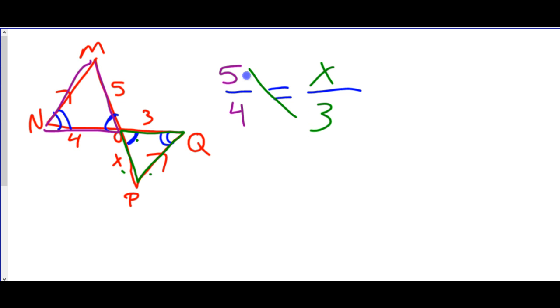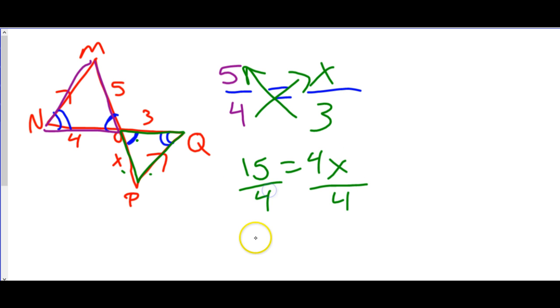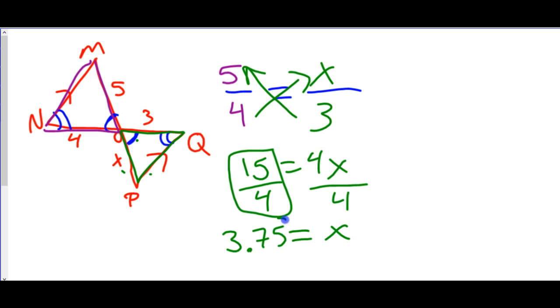Once you've set up your proportion, you just cross multiply and solve. 3 times 5 is 15. 4 times x is 4x. If we divide both sides by 4, 15 divided by 4 is 3.75. And you could write it as a decimal, or they may ask you to write it as a fraction, in which case we would have left our answer as 15 over 4.